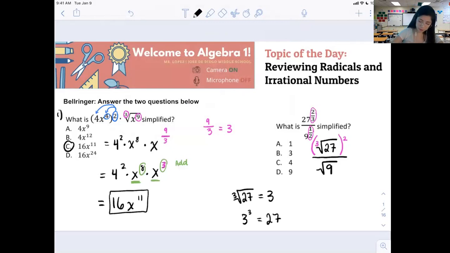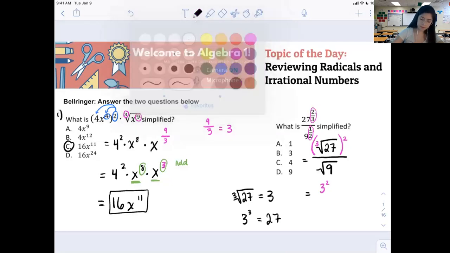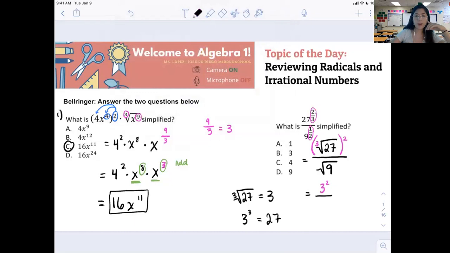So I can rewrite this whole equation. Because in my numerator, I end up with 3 to the power of 2. And in my denominator, I end up with what? What's the square root of 9? 3. Also 3. So I have 3 squared over 3. What's 3 squared? 9 over 3. So I have 9 divided by 3, which gives me 3, giving me answer choice B.